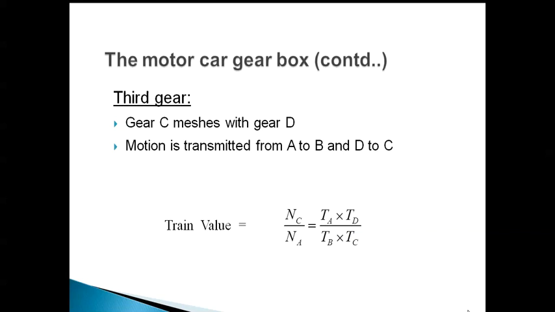Because the power is transmitted from A to B and D to C, D is on the lay shaft. So power is transmitted from D to C. That's why the product of teeth of drivers by the product of teeth of driven is the train value NC by NA. So here it is TA into TD by TB into TC. A and D are the drivers, B and C are the driven gears.